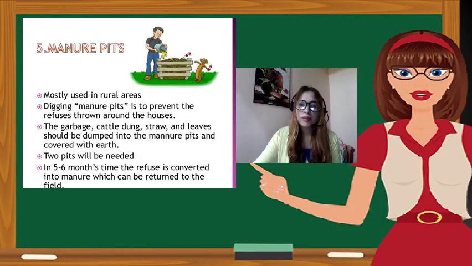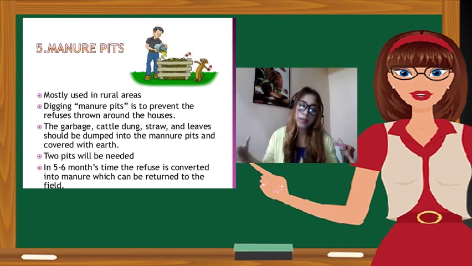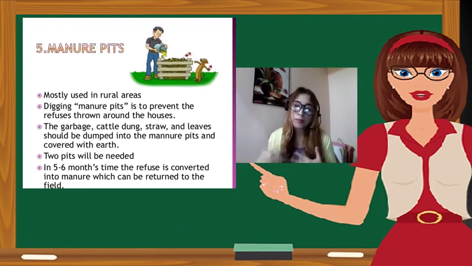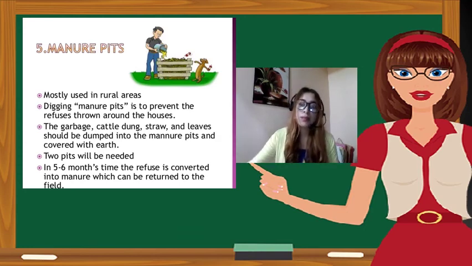Next, the manure pits. These are also common in agricultural areas, where most used in rural areas. Digging manure pits is to prevent the refuses grown around the houses. So it's where we put in an area where we put already soil, and then we throw the manure of our animals, different animals that we have in our house. And then for a long period of time, that could also become a good fertilizer.